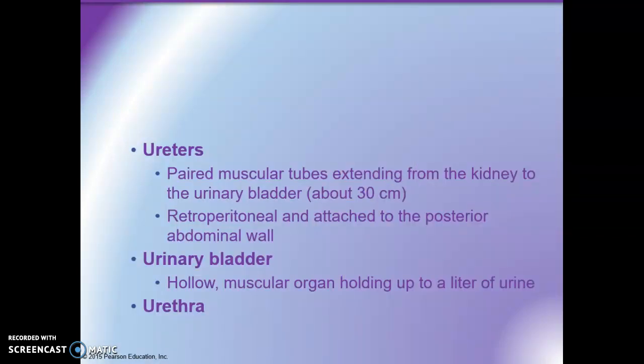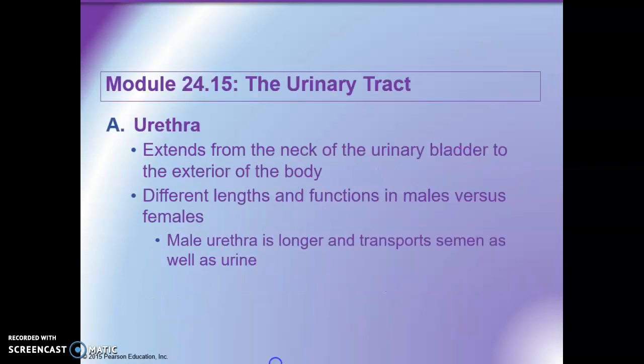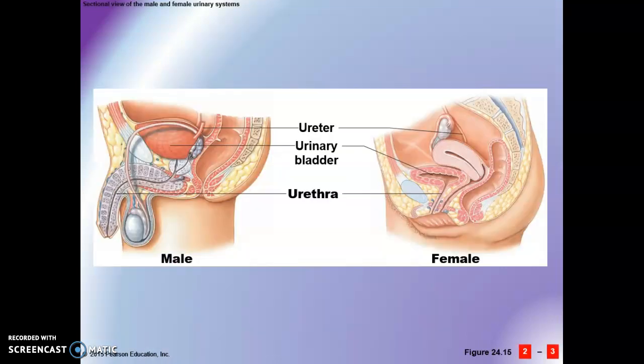The ureters are paired muscular tubes extending from the kidney to the urinary bladder. They're about 30 centimeters long. They are retroperitoneal. The urinary bladder is a hollow muscular organ holding up to a liter of urine, and the urethra extends from the neck of the urinary bladder to the exterior of the body. The male urethra is longer and transports semen as well as urine.